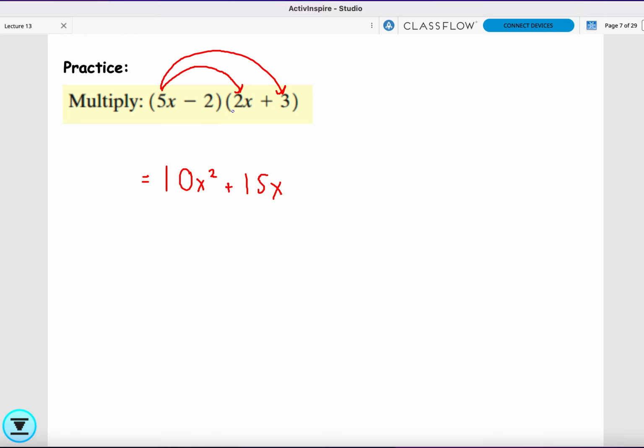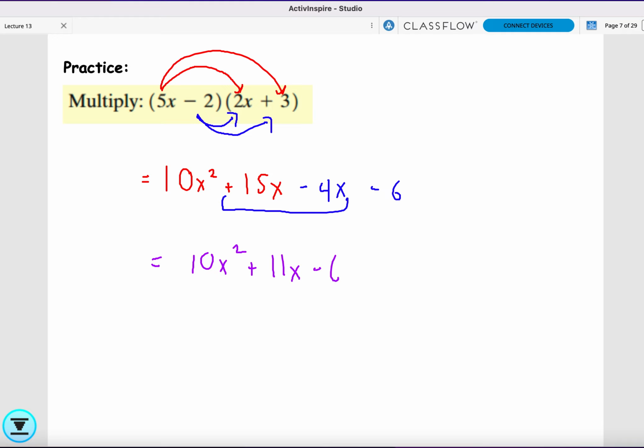Now we're going to go ahead and do the second term here, negative 2 times 2x, which is negative 4x. Then negative 2 times 3, which is negative 6. Combine your like terms, which is just these two. And then we get 10x squared plus 11x minus 6. And we're done.